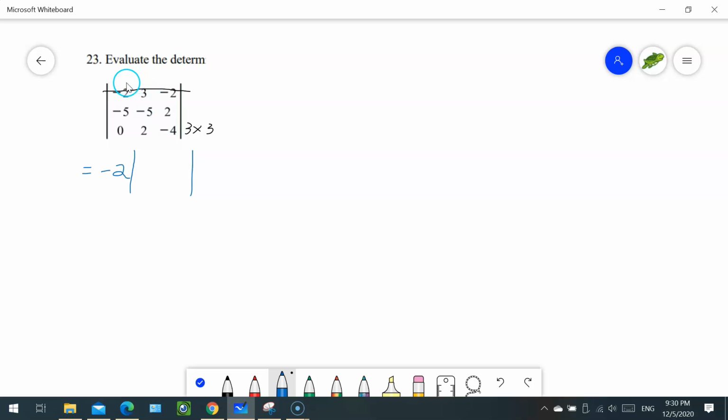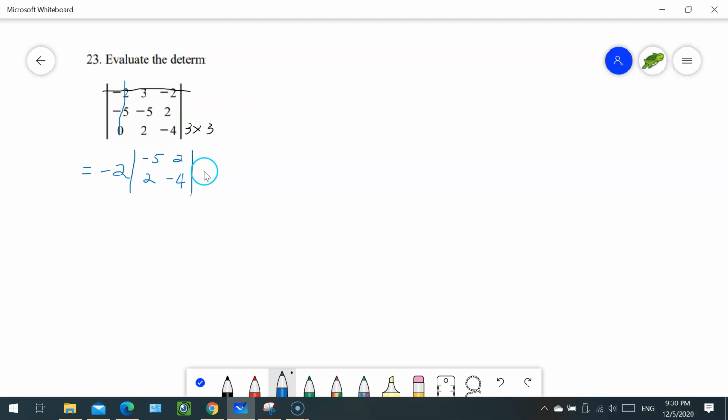Now we draw the vertical line and the horizontal line that intersect at -2. Then the remaining 4 elements will become the cofactor of the first determinant, the expanding form. So you will have the -5, 2, and the -4.